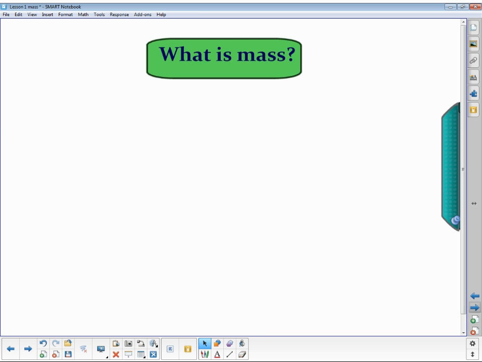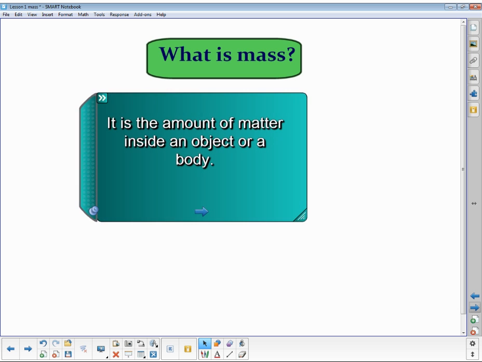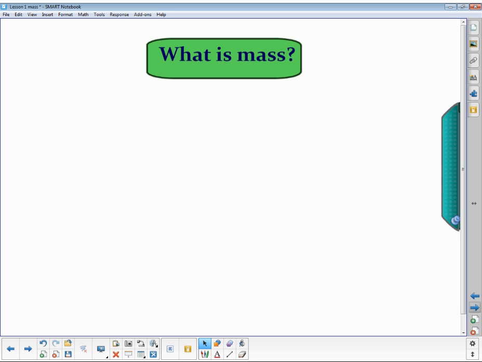So let's move on to the next screen. So mass and volume, well, if you've done the volume station, you'll know that volume is anything that takes up space. But mass is in fact the amount of matter inside an object or a body, right? So if we're talking about matter, we're talking about atoms and molecules, and even smaller than atoms and molecules. Anything that contains matter does in fact have mass.